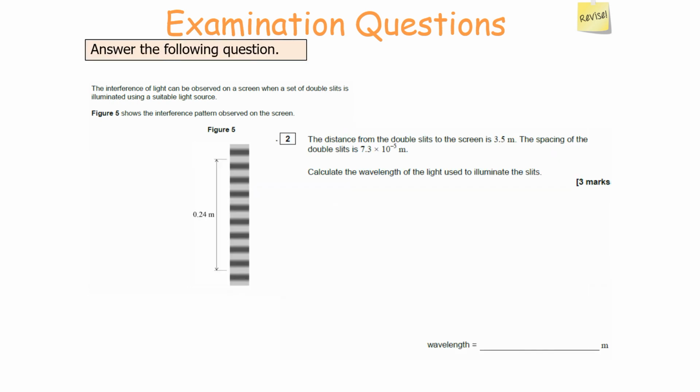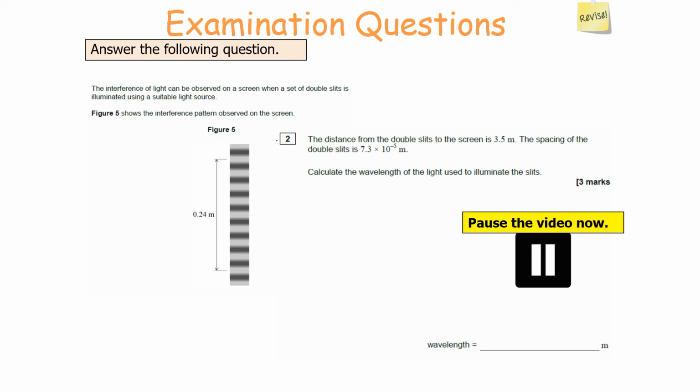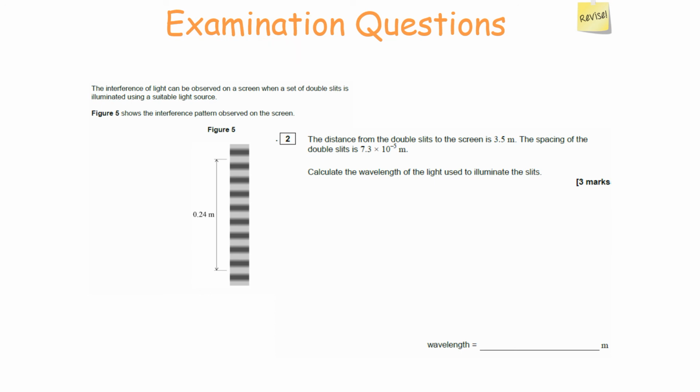Next question. The distance from the double slit to the screen is 3.5 meters. The spacing of the double slits is 7.3 times 10 to the minus 5 meters. Calculate the wavelength of the light used to illuminate the slits. So pause the video now, then unpause the video when you want to go through your answer. Right, so you can work out straight away what is going to be the fringe separation here.